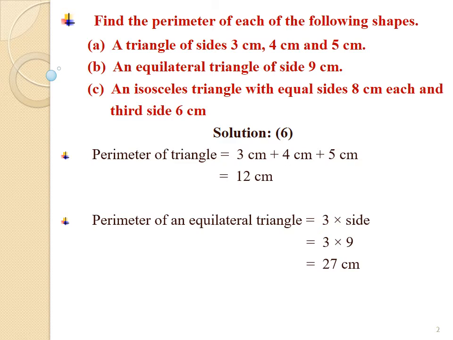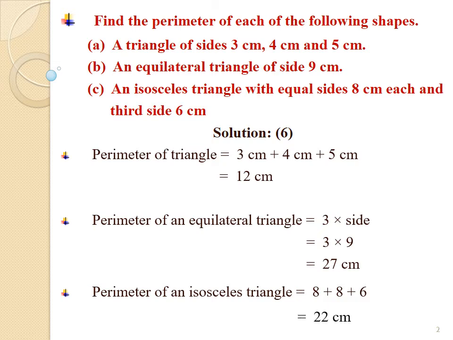Perimeter of an isosceles triangle equals 8 centimeters plus 8 centimeters plus 6 centimeters. Adding 8, 8 and 6, we get 22 centimeters. Thus, perimeter of an isosceles triangle is 22 centimeters.